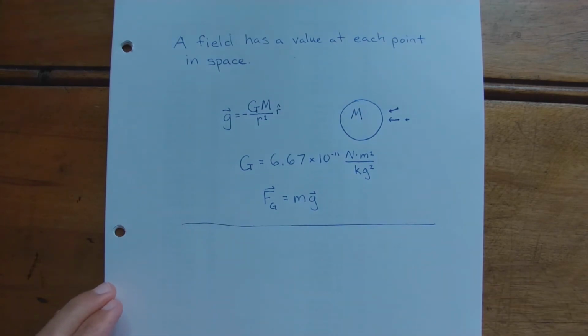Okay, so that was all for the gravitational field. Now we're going to look at the electric field, and this is actually on page 5 in Spiral Physics if you want to look it up there.